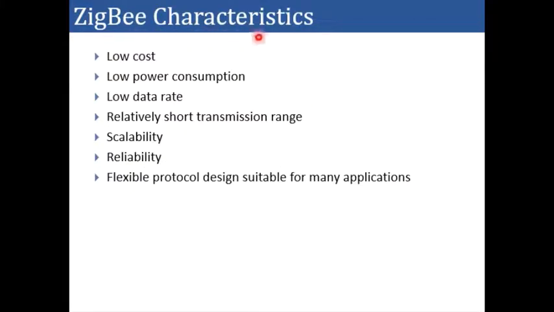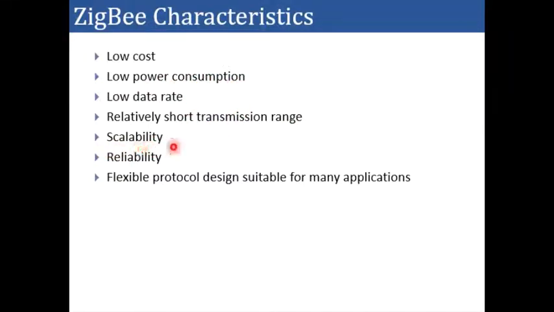Now, what are the various characteristics of Zigbee? It is a low cost solution, low power consumption because it is built on top of 802.15.4, low data rate because the low power consumption is the priority. So data reporting rate from Zigbee devices is low, relatively short transmission range because the power consumption is the constraint here.